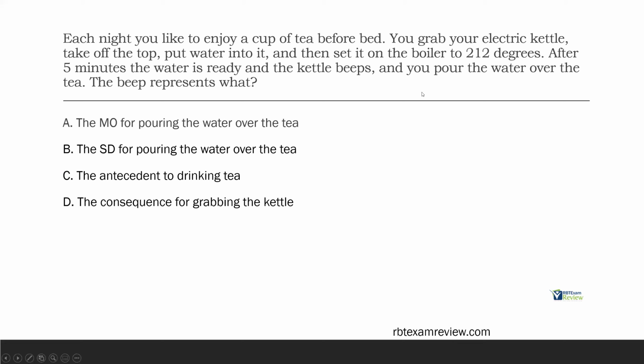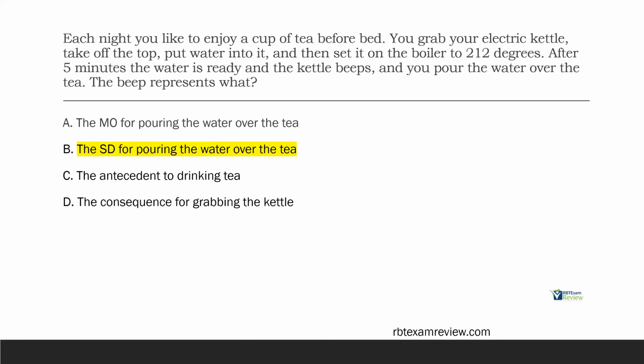Well, no, you grab the kettle and you put the water in it, but the kettle beeping comes before you grabbing the kettle. So it's not the consequence of grabbing the kettle, it's the antecedent. So the answer here is the SD for pouring the water over the tea. The kettle beeping signals that reinforcement is now available in the form of tea. Because the kettle beeps, you pour the water over the tea, and you have hot tea.